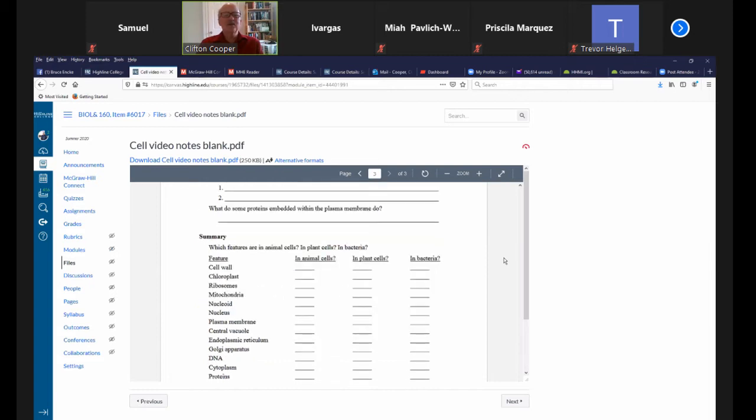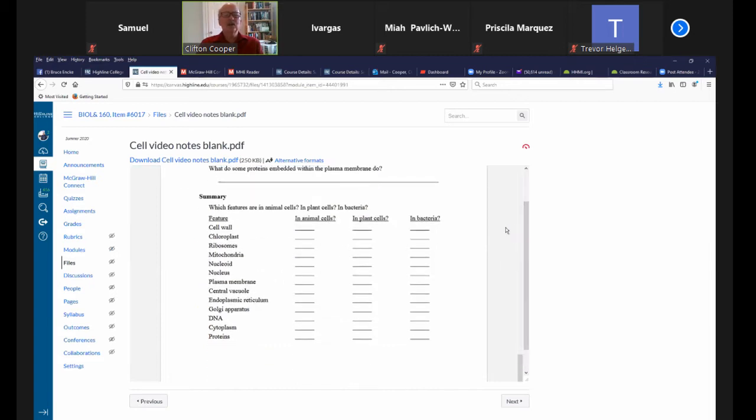Well, I've got this summary here, and we can talk through this. There are several things on here that apply to everything: animal, plant, bacteria. Do any of these look like they should be in everybody?